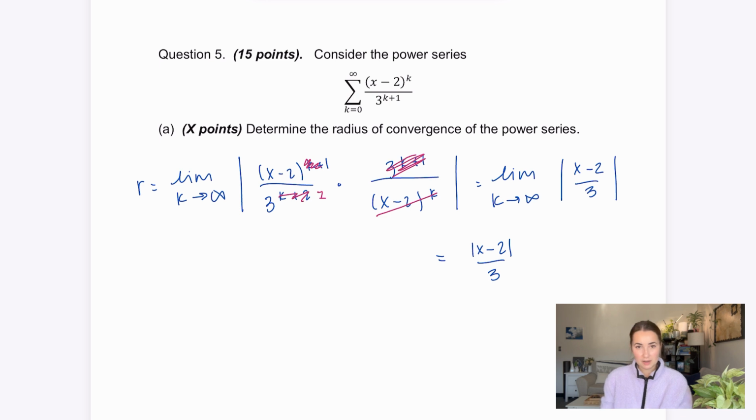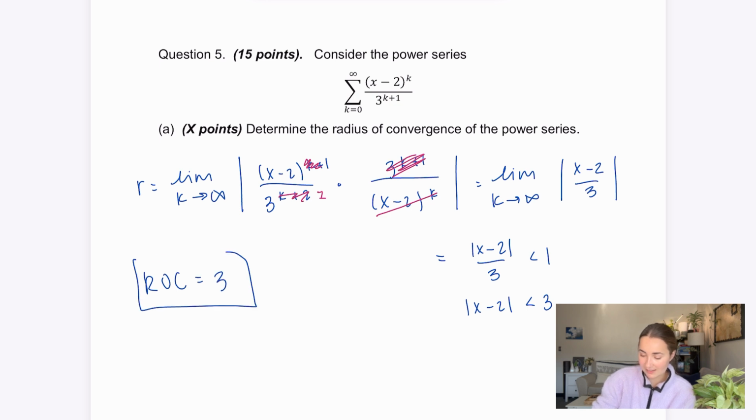Now, how do we find the radius? Remember, for the ratio test to converge, this is going to be less than 1. We find the radius by just making the x term by itself. I'm going to do that by multiplying both sides by 3. Now I have my x term all by itself, and whatever it's less than is going to be the radius of convergence. So the radius of convergence in this case is equal to 3.